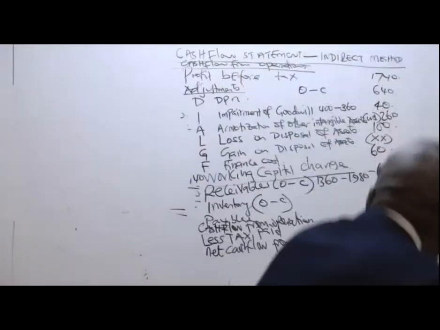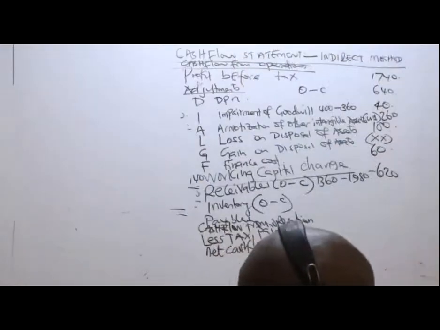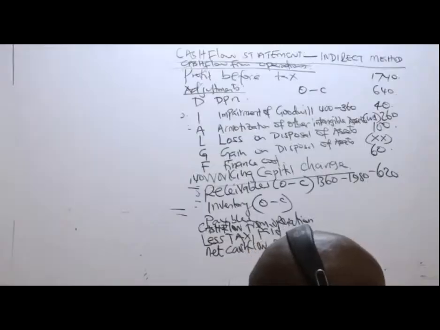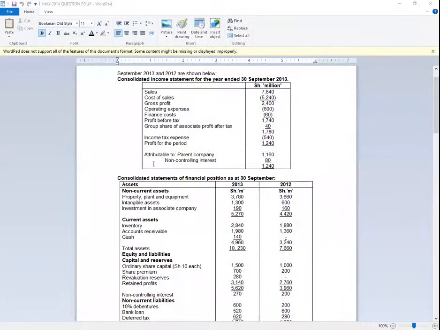So inventory, ladies and gentlemen, what I'm doing here is simply looking for the inventory. What do we have here? I can see inventory. Opening is 1880 minus 2840. Is there somebody who can give me this figure? 1880 minus 2840. Please write.